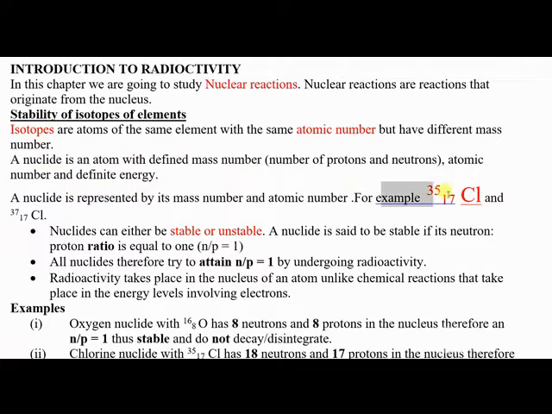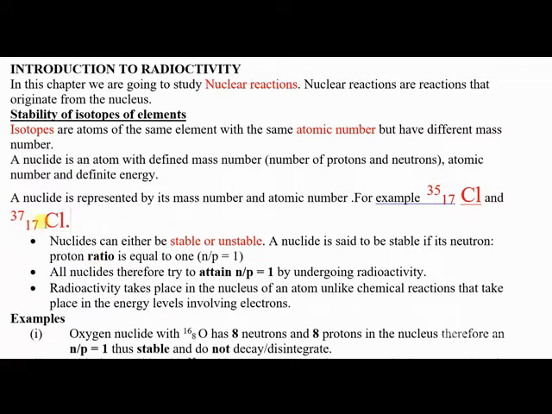I have given one example here. Chlorine is an isotope because we have chlorine-37 and chlorine-35. Look at this one. The mass number here is 37 and this one is 35. So they have different mass numbers, but look at the atomic number: 17, right? So this is what we call an isotope, a nuclide. They have the same atomic number but a different mass number.